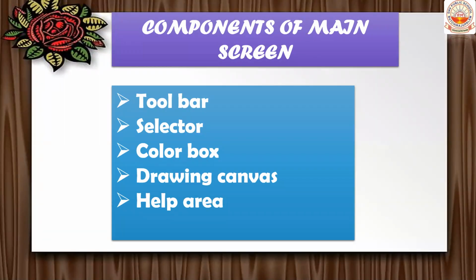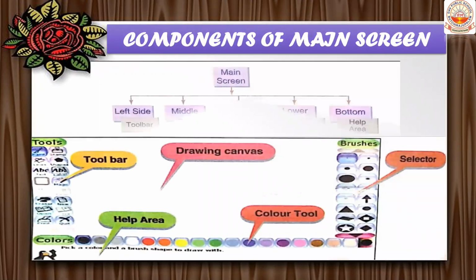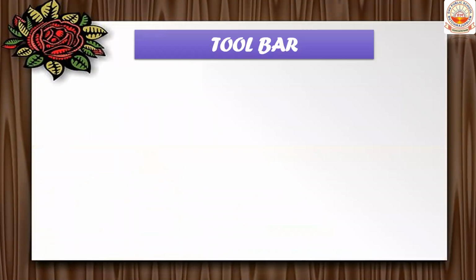Okay, children? So the toolbar is located at the left side. You can see on the left side, the toolbar. Then in the middle, you can see a drawing canvas. Then on the right side, you can see selector. On the lower side, color box. You can see colors box. Then in the bottom, you can see help area. So these are the various components of the main screen, children. Now, let us see about these components in detail.